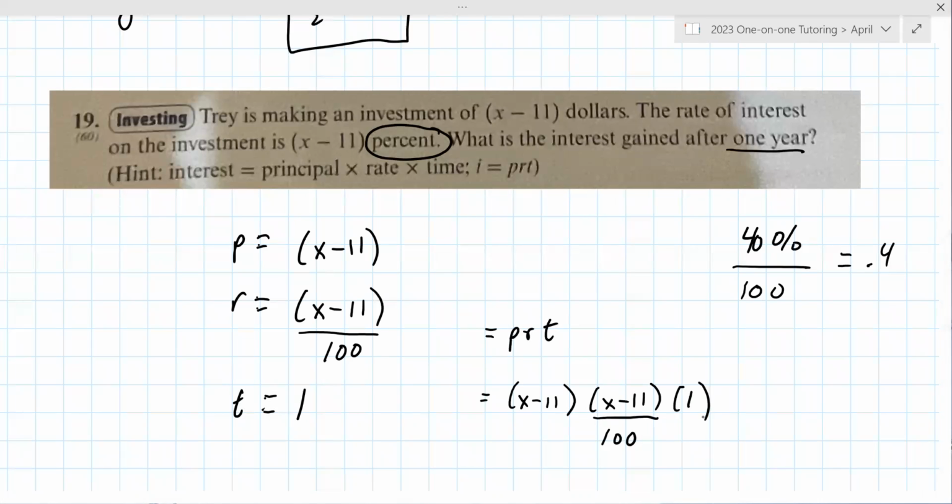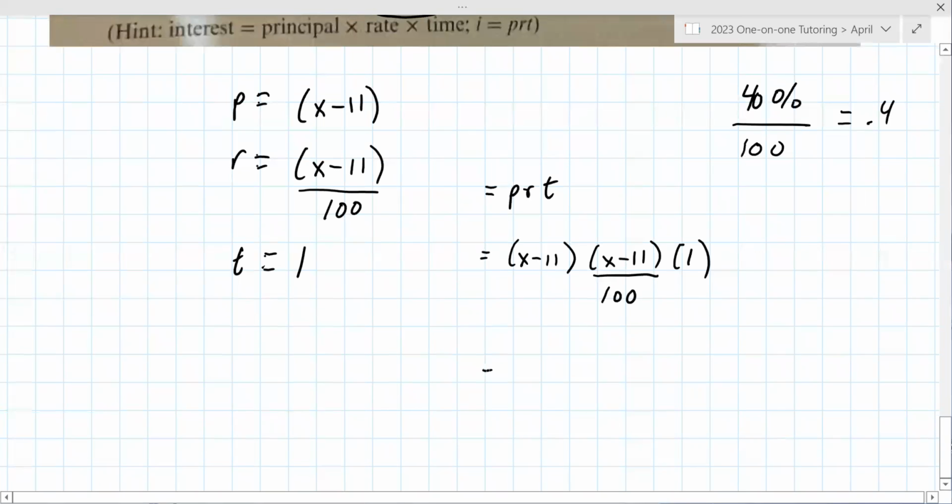Can we simplify the x minus 11? What I would do here is probably just go x minus 11 squared over 100 and leave it like that.